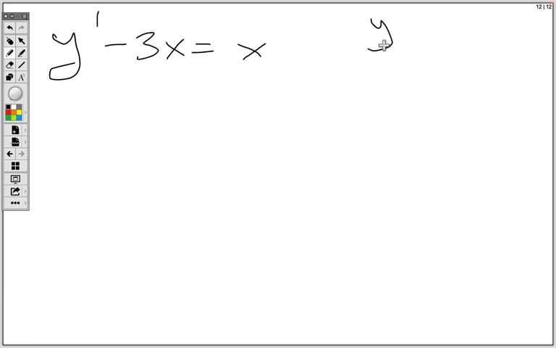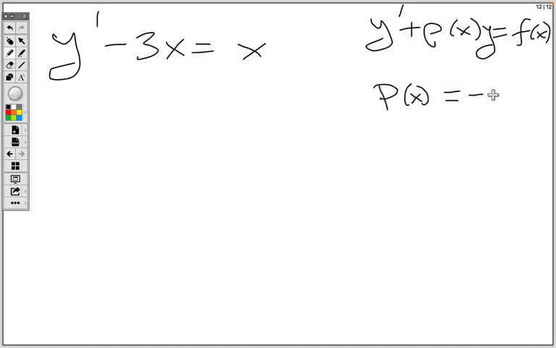So once again, we check, are we in the standard form? Well, we've got the 1y prime. The p of x, the same as before. The f of x is different now. Instead of equaling 0, it's equal to what?